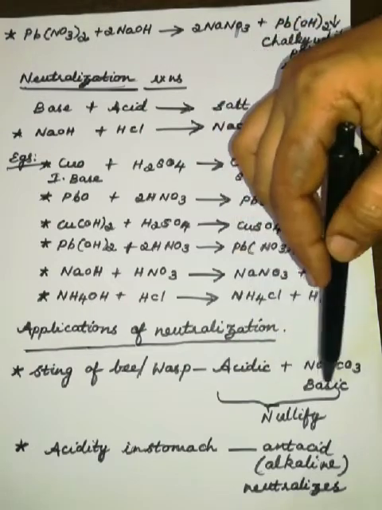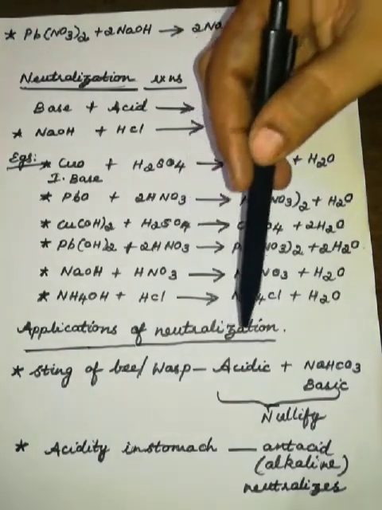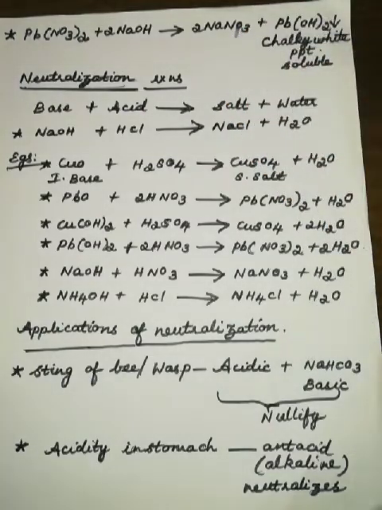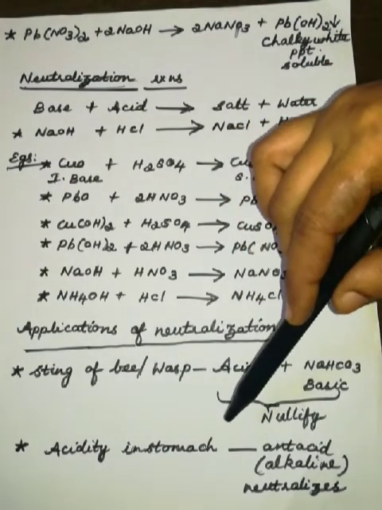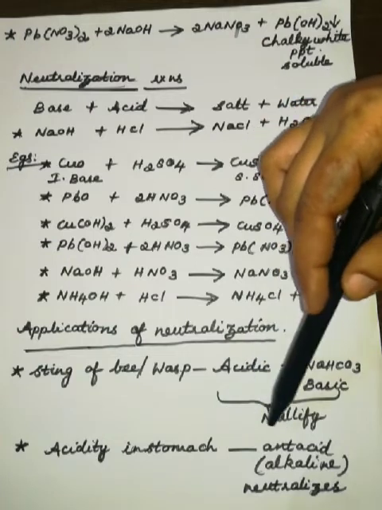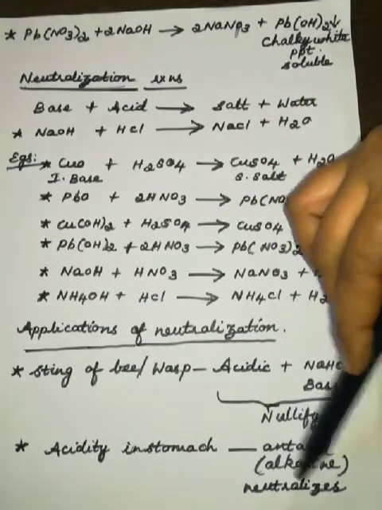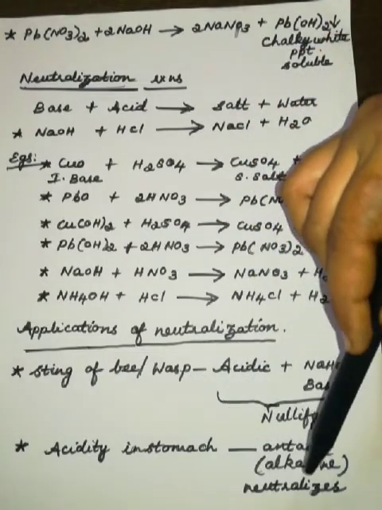This two will nullify or neutralize the thing. So this is one of the applications of the neutralization reaction. In the same way, if you have acidity, the acid secreted in the stomach is HCl. This acidic nature sometimes makes us feel there is more acidity. That means you have to take an antacid, which is alkaline in nature, to neutralize it. So this is another application of neutralization reaction.